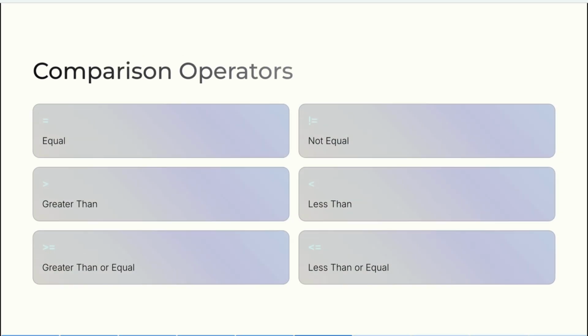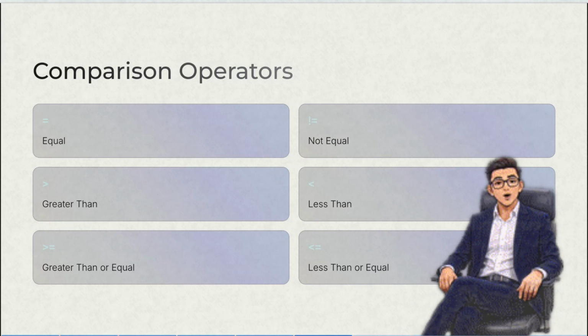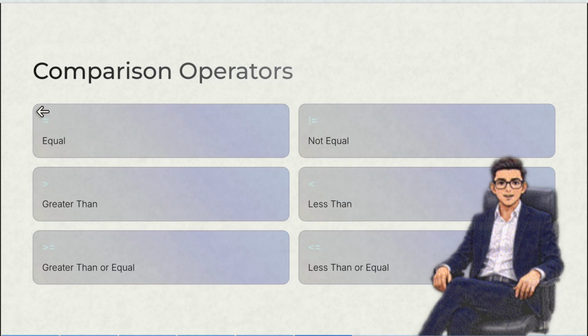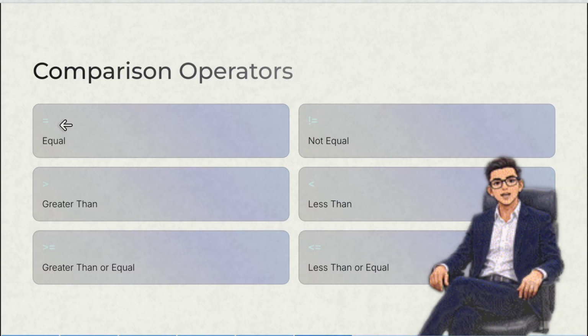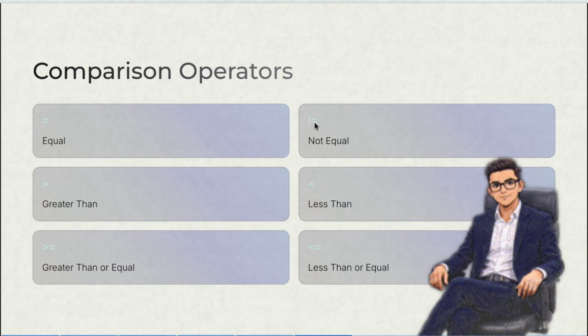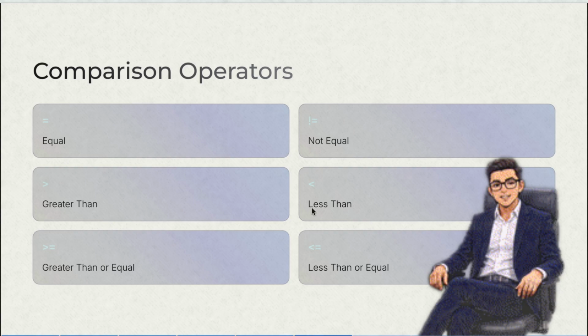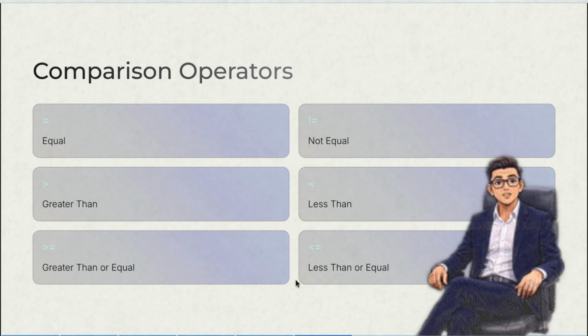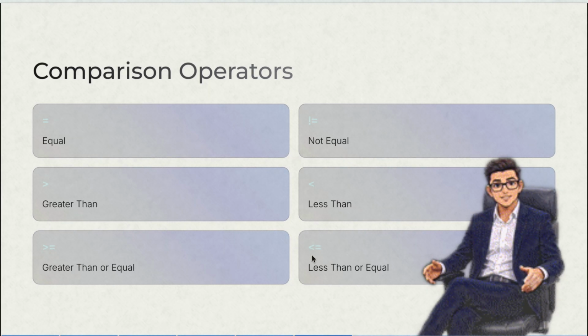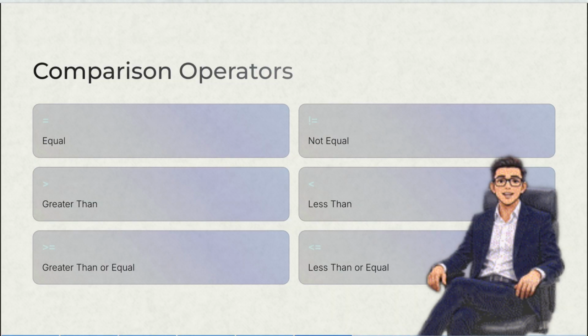For comparison, we have 6 comparison operators: equal, and here we are going to use single equal only, not equal, greater than, less than, greater than or equal, less than or equal. These are the 6 comparison operators.